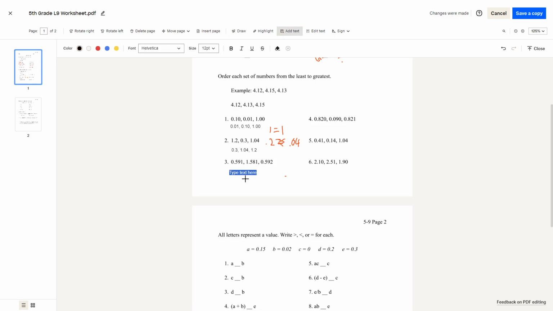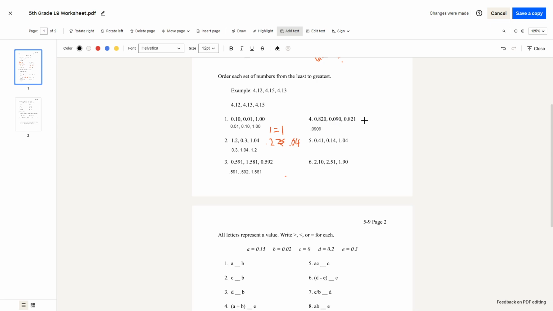0.591, 1.581, 0.592. Smallest number is 0.591, then 0.592, and lastly the largest number is 1.581. We can easily see what the greatest number is because if you go down and look at each number in every place value, if one number has a digit anywhere that another number doesn't have that digit, then usually that number is greater. So here, 0.820, 0.090, 0.821.